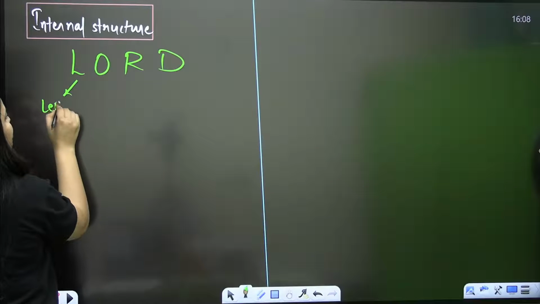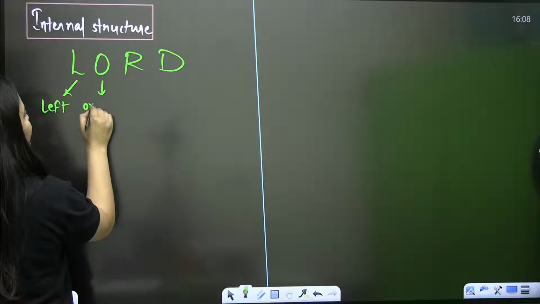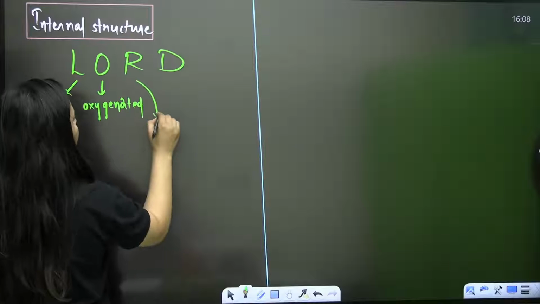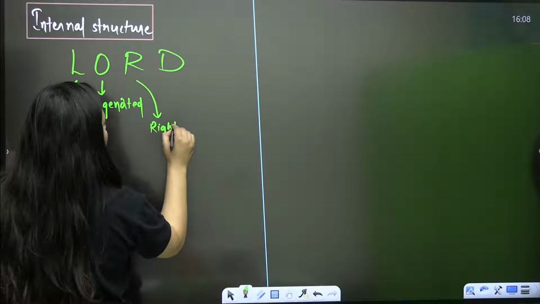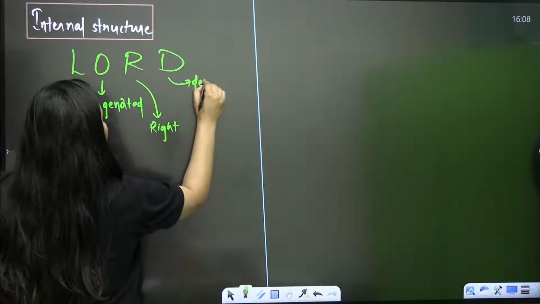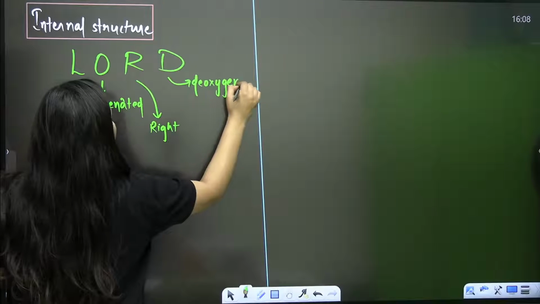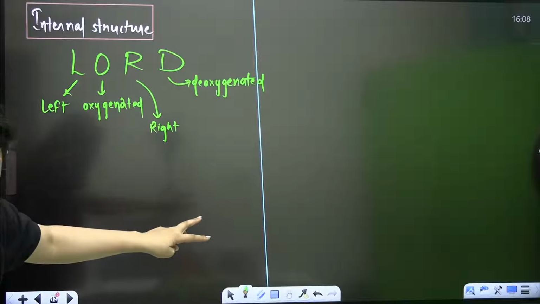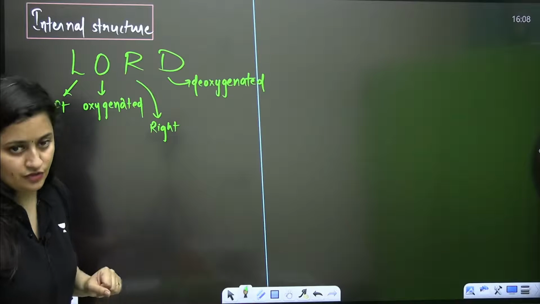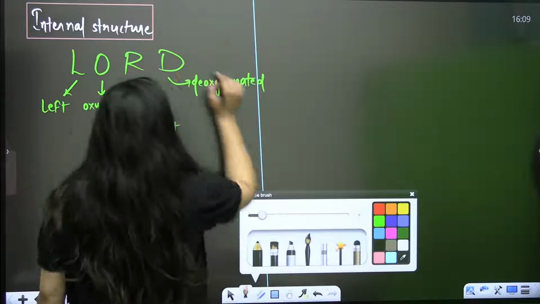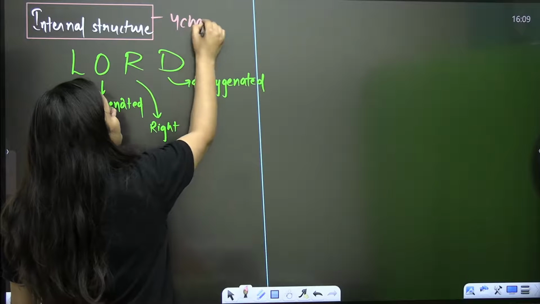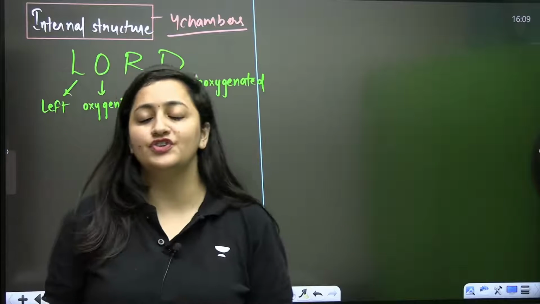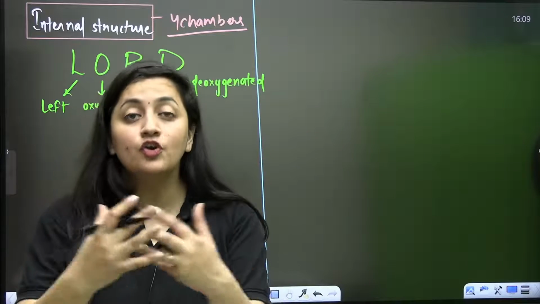It means the left side has the oxygenated blood, and the right side has the deoxygenated blood. Are you getting it? But in our case, we have four chambers, and in these chambers the oxygenated blood and the deoxygenated blood are separated. One should not mix them.